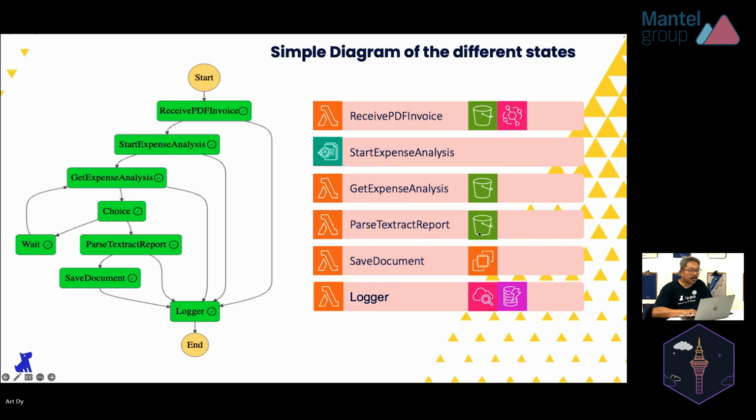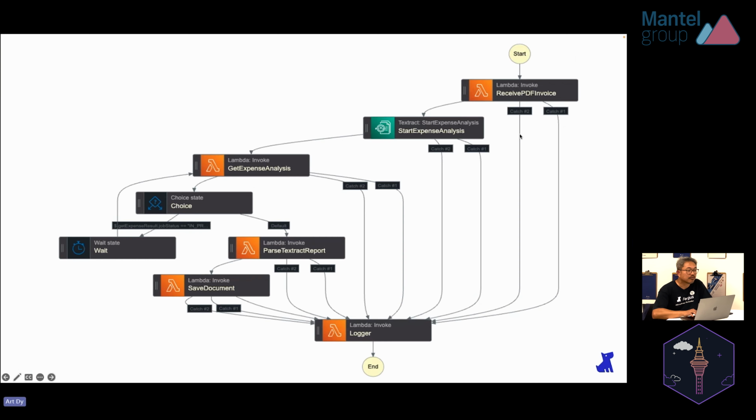So that's the workflow that we ended up with. And this is another view of the workflow, where you can see the different steps. Most of them are Lambda, and all the small things here are the catch and retry blocks, steps where you can define which errors to retry on.